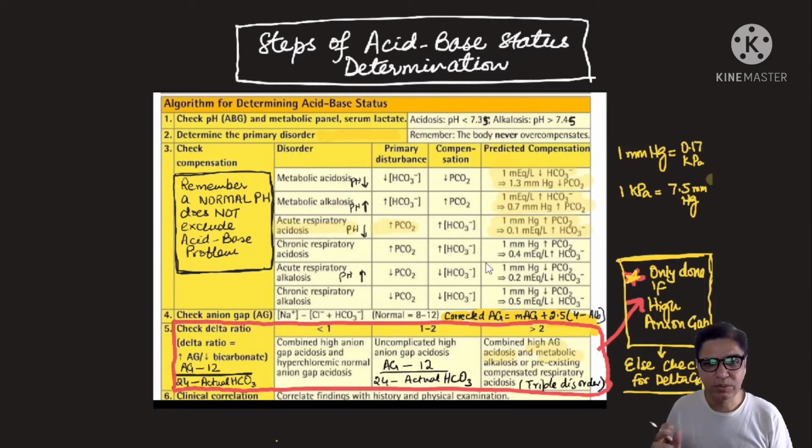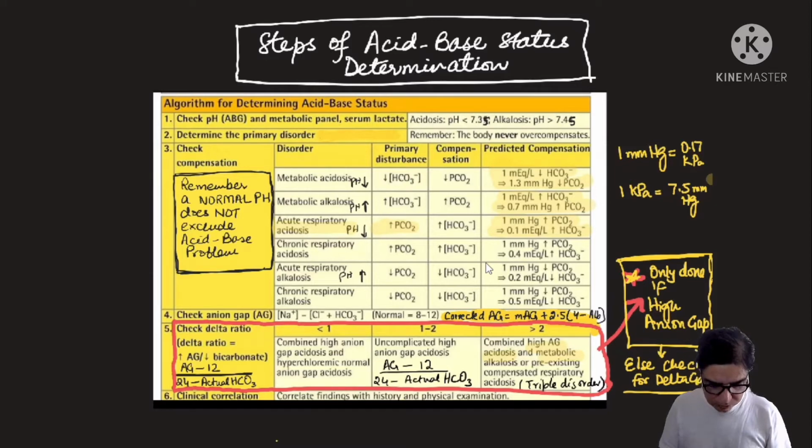But remember that the body never overcompensates. So by compensation, it can bring the pH back to normal, but it will never overshoot towards the other side. An acidosis would not be compensated by taking the pH toward the alkaline side. It would try to bring it towards normal, but it would never go towards the alkalotic side. This you should also remember.